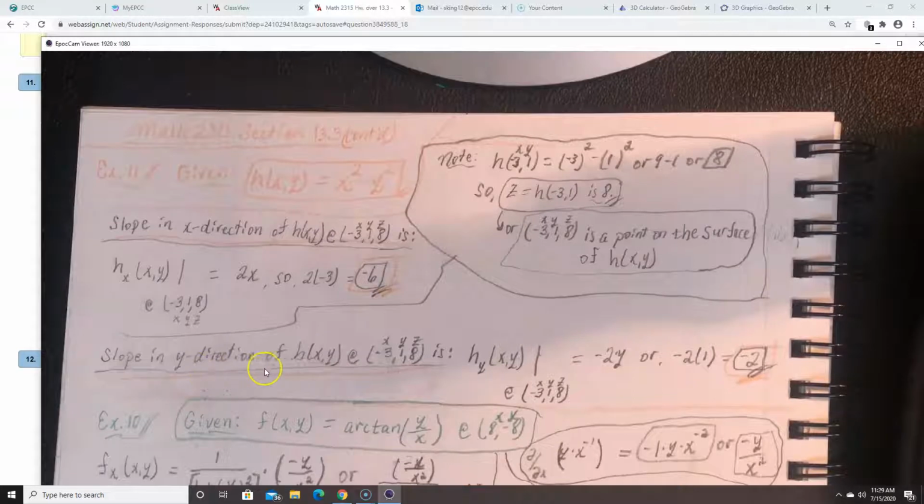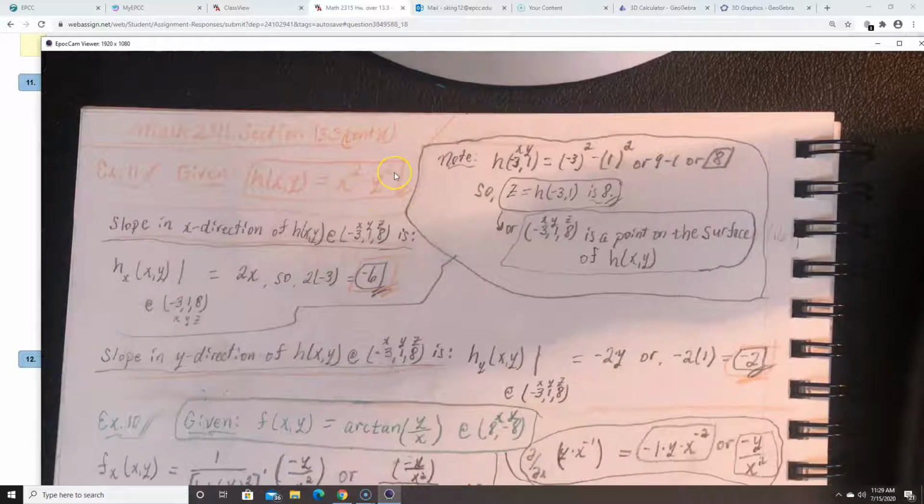The slope in the y direction, same idea, but now you have to take the partial derivative with respect to y. And so when you differentiate this with respect to y, this variable x is considered a fixed value, some fixed value of x. So that's like, again, if it was 7 squared, that would be 49, and the derivative of 49 would be 0. So the derivative of this will just be 0.